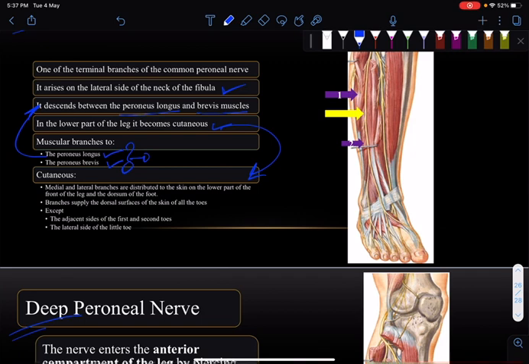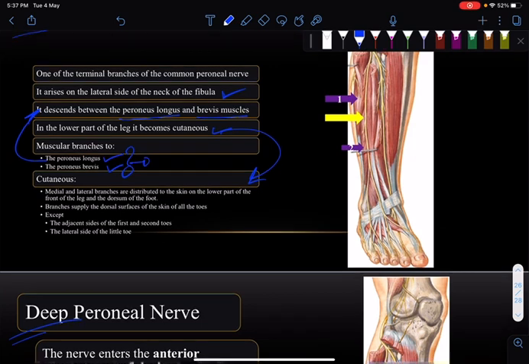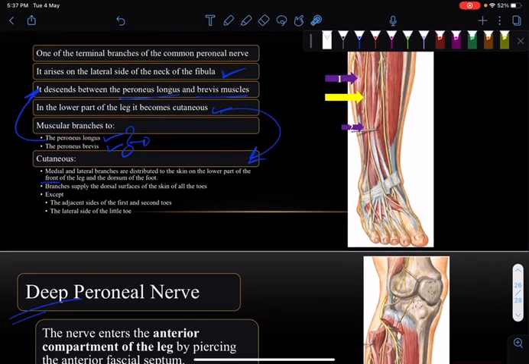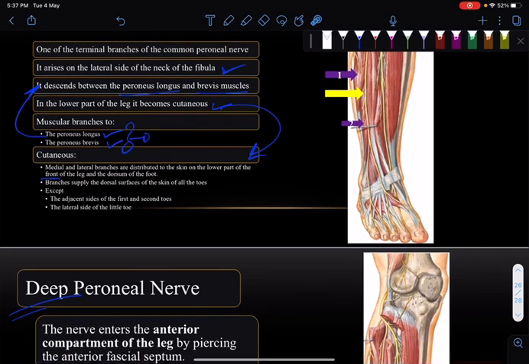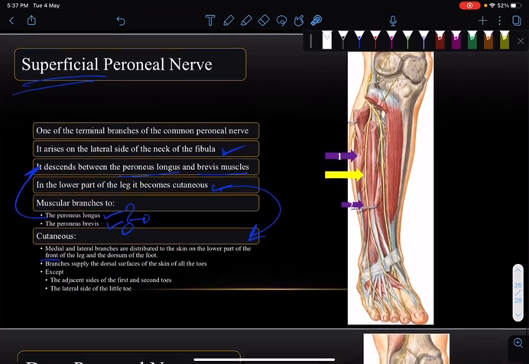الcutaneous هنا أعطانا medial and lateral branches are distributed to the skin on the lower part of the front of the leg and dorsum of the foot. Branches supply the dorsal surface of the skin of all the toes، تمام، except the adjacent sides of the first and second toes here, and the lateral side of the little toe here. هذولا هنا وهنا ما بعمل لهم supply الcutaneous branch of the superficial peroneal nerve.